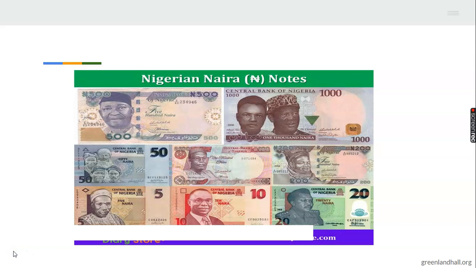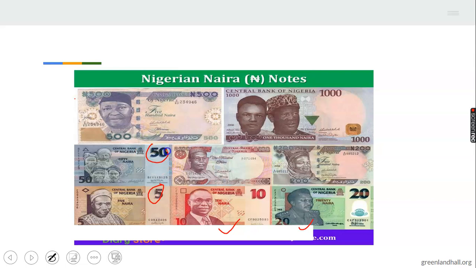Yes, what is money? Look at the picture on the screen. You are going to see different denominations of the Nigerian Naira note that we have. I start from the smallest. We have the 5 Naira note, the 10 Naira note, and the 20 Naira note. You can see 20 written on it.